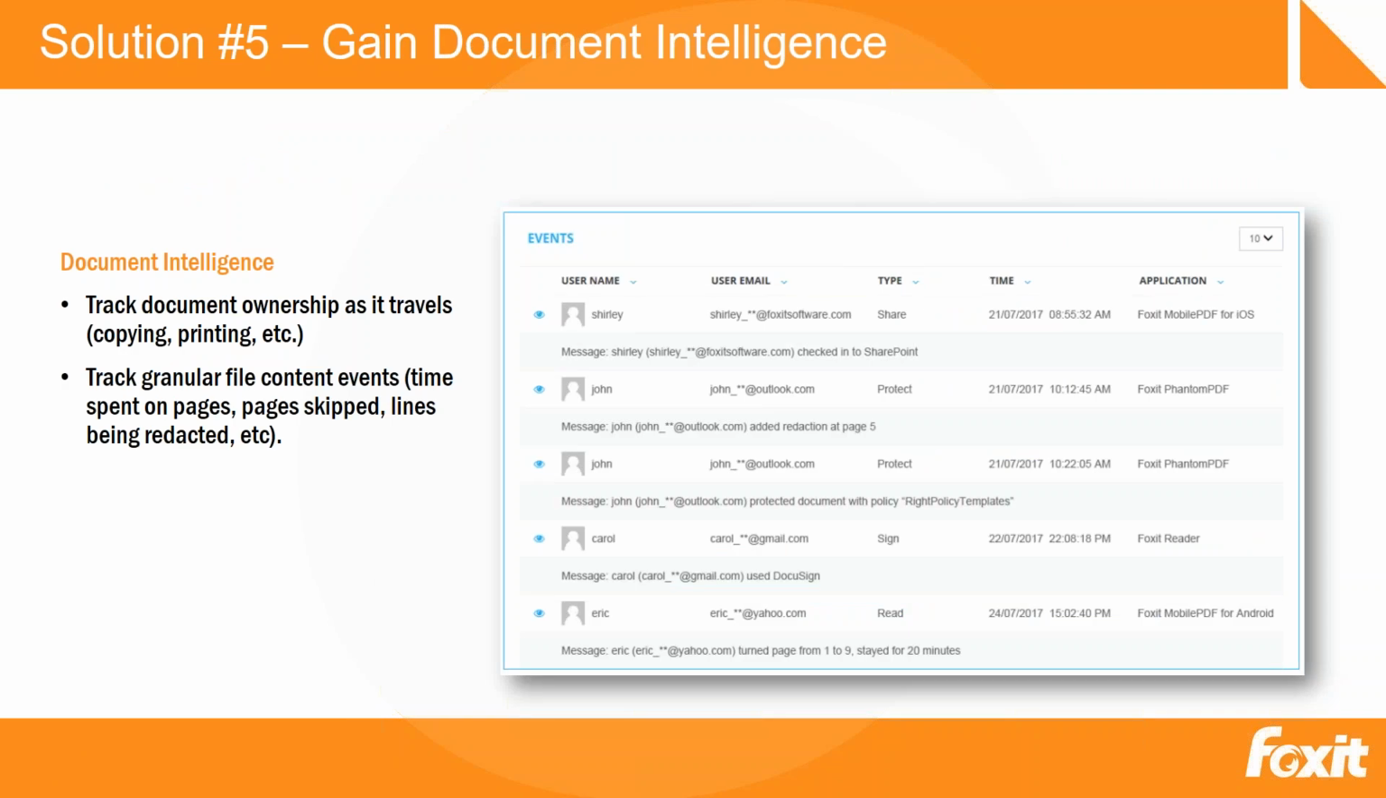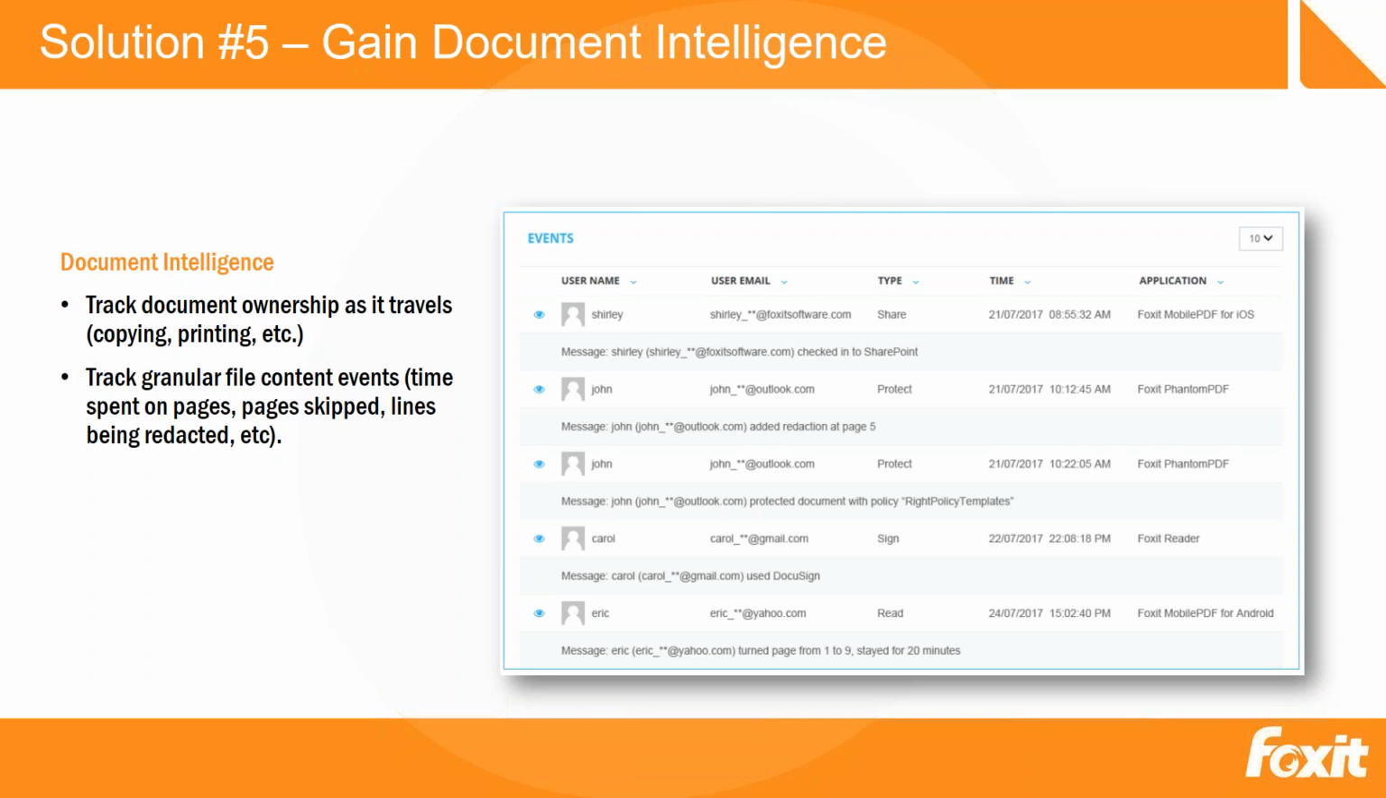So gaining intelligence. This is important. As you share your documents as an author, you want to know what's happening with your document. You want to know what your readers are doing. Here you can see that this is a document I shared with Shirley. I can see that she checked it into SharePoint. I can see that John added some redaction on page 5. I can see that John protected the document with the RMS, which we have integration with as well, ADRMS.